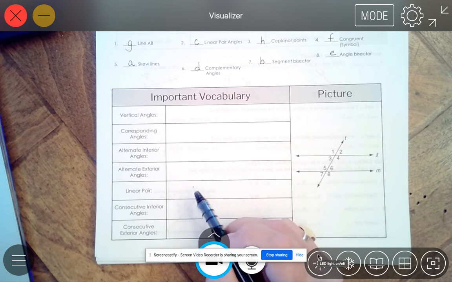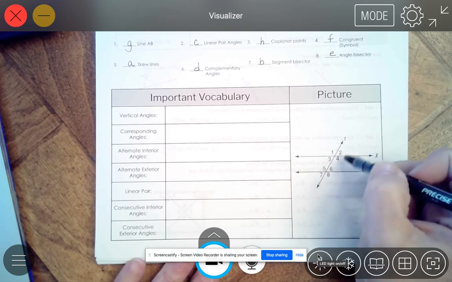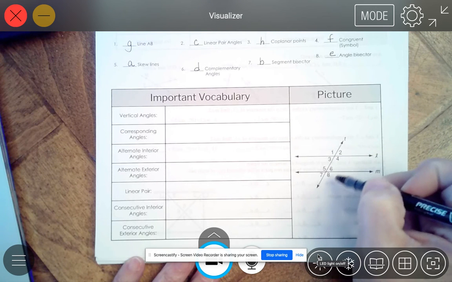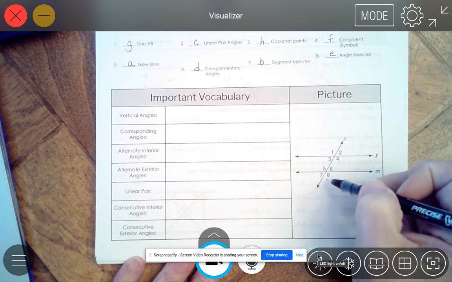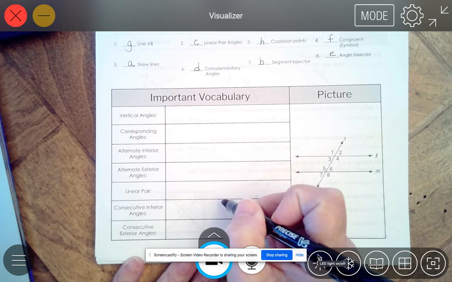A linear pair means that they're going to be on the same line and they're going to add up to 180 degrees. 2 and 4, 6 and 8, 5 and 7, 1 and 3 would be a linear pair.